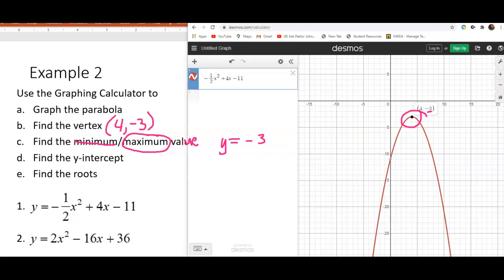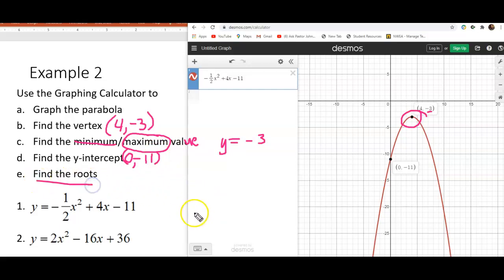Now we want to find the y-intercept. And once again, on the graph, if you just hover where it touches the y-axis, that will tell you the answer. So I'm getting -11 for that. -11 would be my y-intercept. You can write it as a point if you want to. The x value at that point would be 0. My y-intercept is (0, -11).